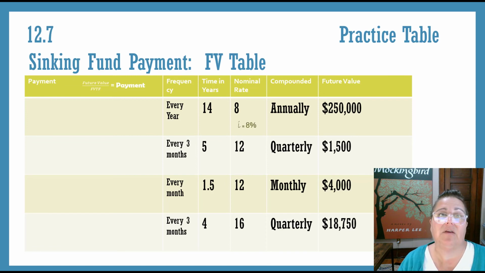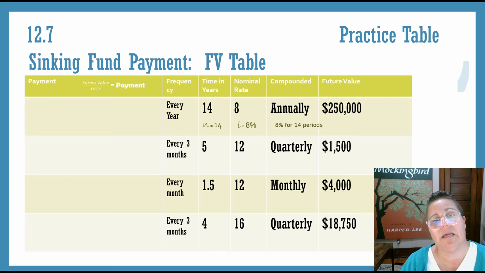So our I value is going to be 8% divided by 1, or 8%. Total number of compounds will be 14 times, or once a year for 14 years, 14. So the table factor that we're looking up is 8% for 14 periods.